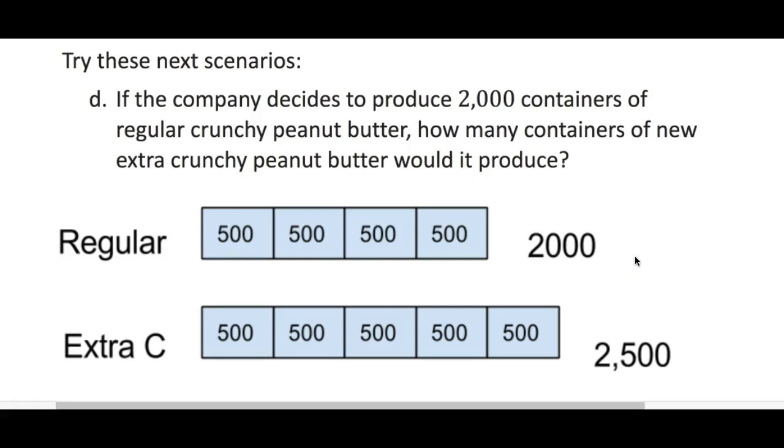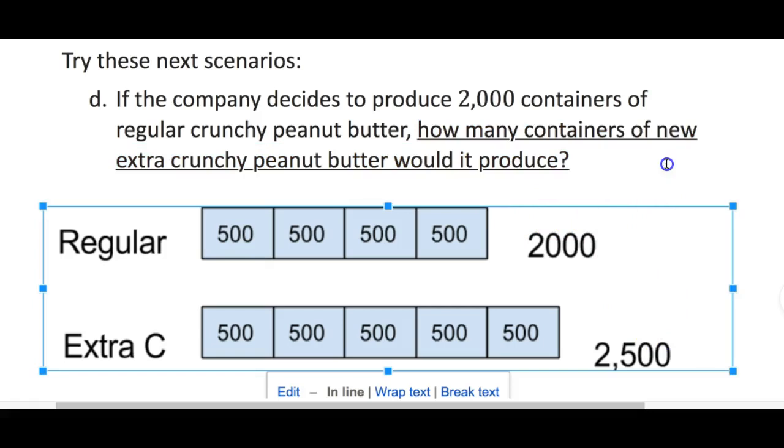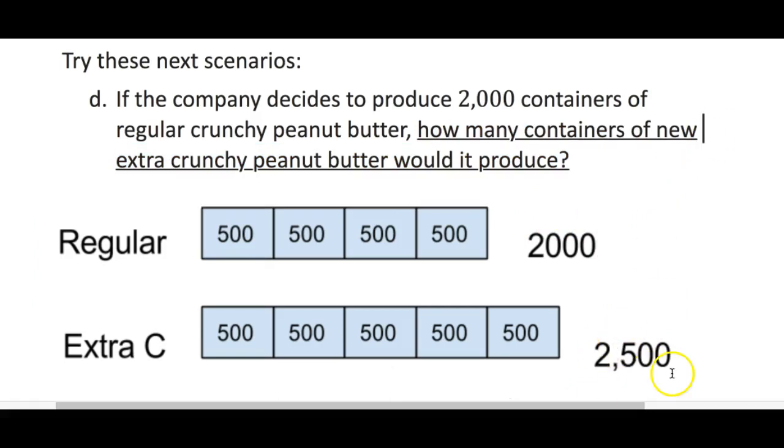So now you can see, using our tape diagram, that if we divided 2,000 by 4, we would get 500. And you can separate 500 into each part, and then we can separate the 500 into these parts, and we end up together with, for extra crunchy, 2,500. The question asked, how many containers of new extra crunchy peanut butter would it produce? And if we had underlined our question, that would have helped us get back to it. Extra crunchy, it would produce 2,500. All right, let's move on to the next.